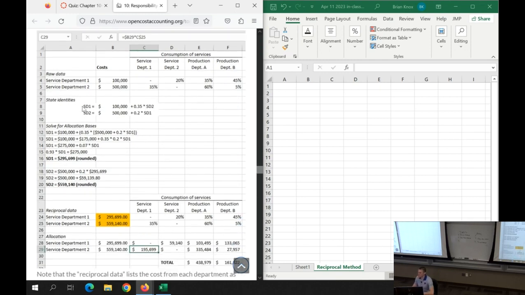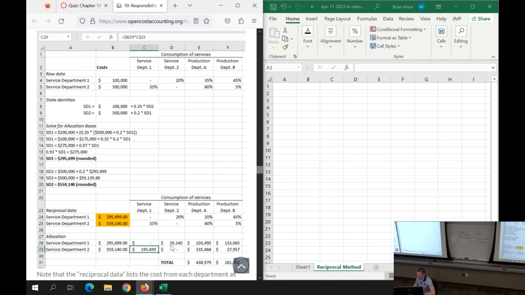So what we're trying to solve for is what are called the allocation bases. What number could we put in SD1 and in SD2, the cost right here, where if we multiply them by these percentages, we get exactly $600,000 allocated at the end to the production departments, and exactly the right amount allocated to each other that gets canceled out to zero? That's what we're solving for: the exact number to change these highlighted cells to, so that these numbers cancel each other out.